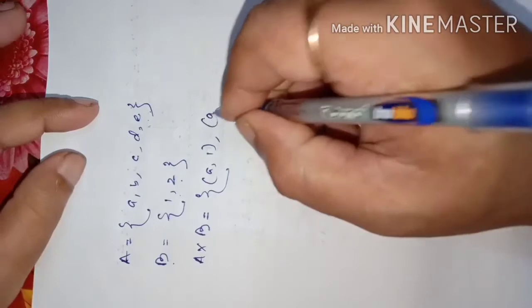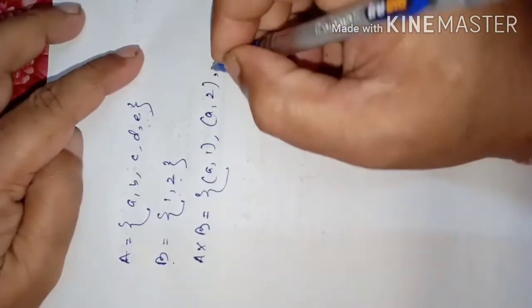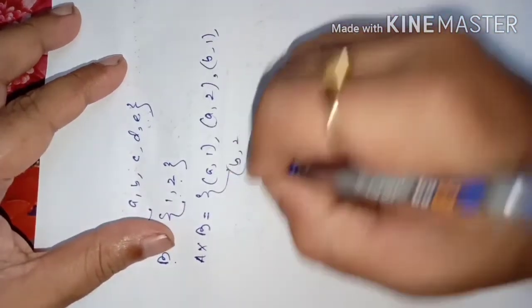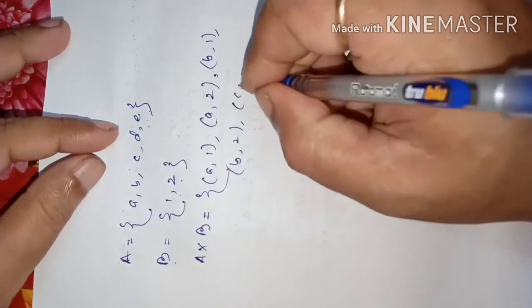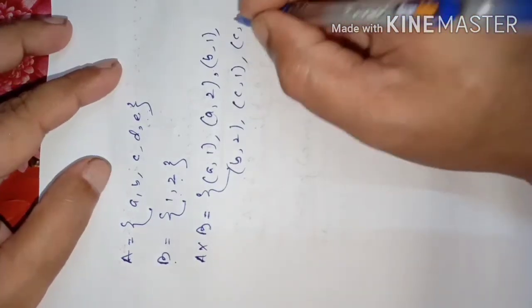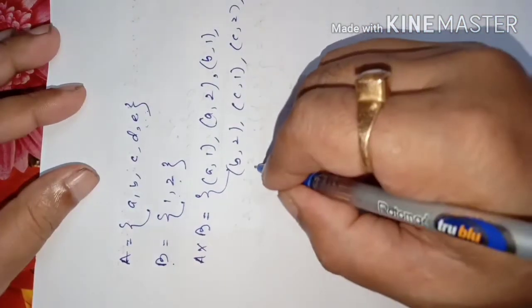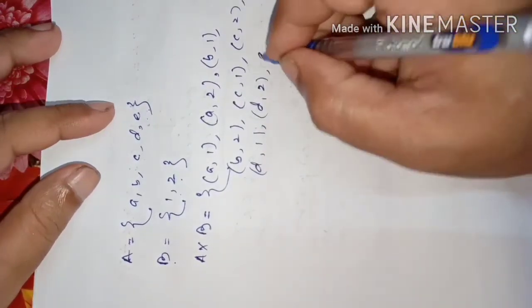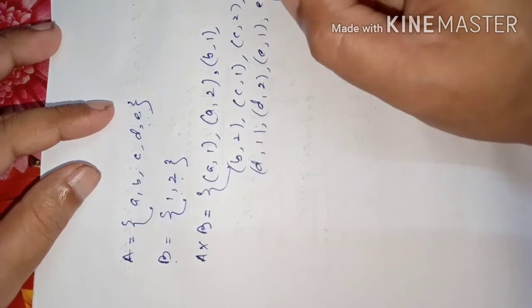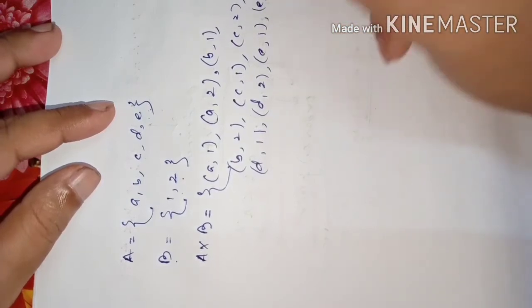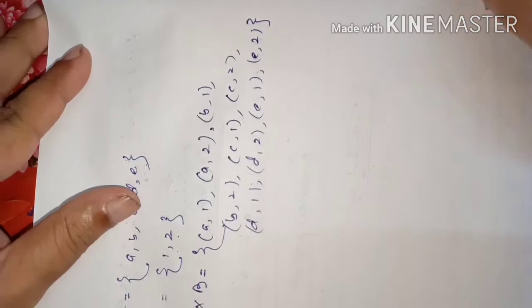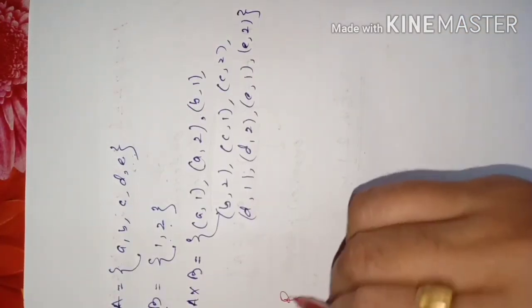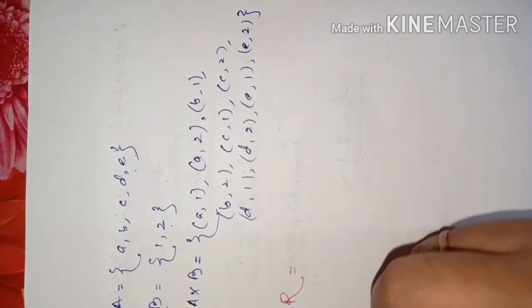A1, A2, then B1, B2, then C1, C2, then D1, D2, E1, E2.